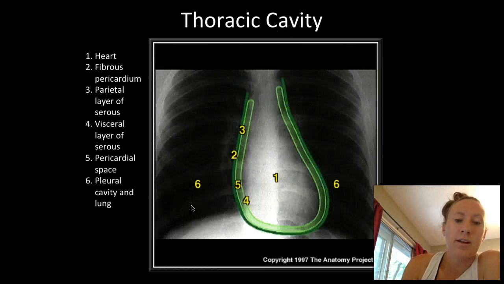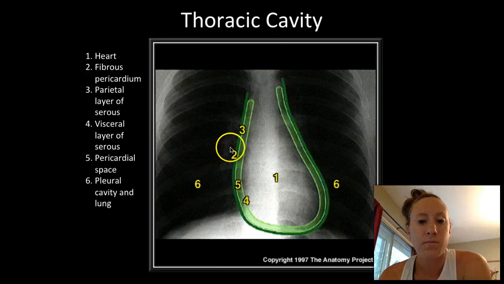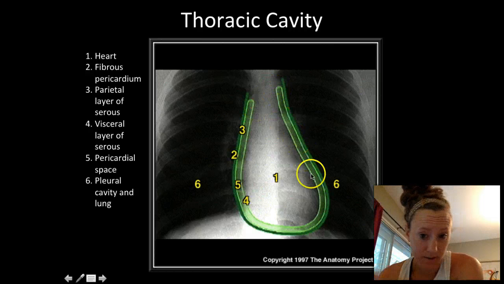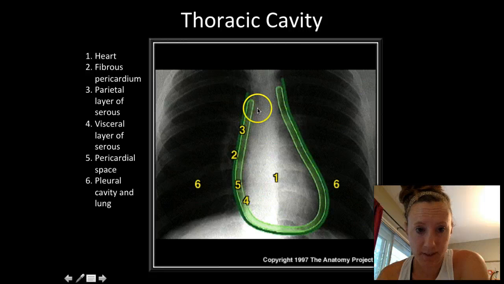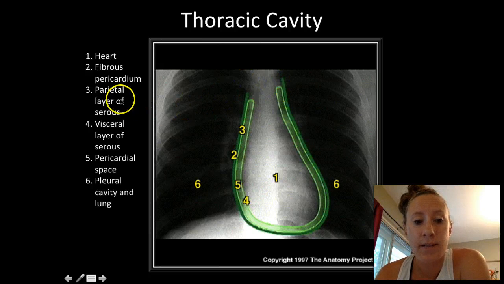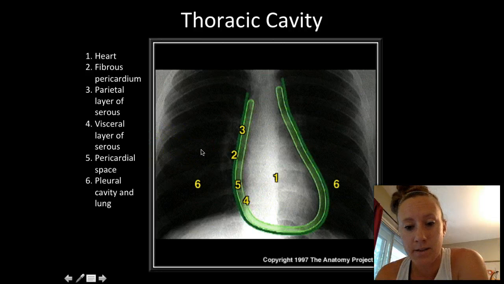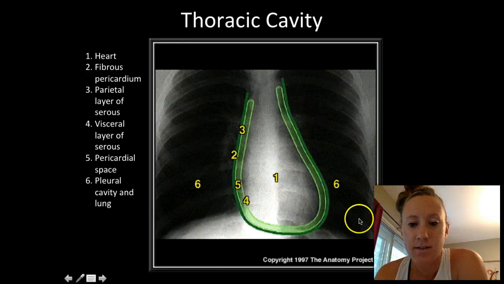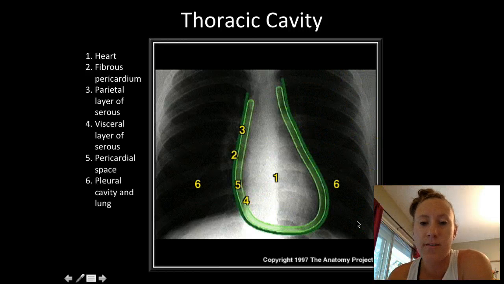Next we have an x-ray of the thoracic cavity, which I think is a pretty good one. We can see clearly the heart, which is number 1 here. We can see the fibrous pericardium, which is the sac that contains the heart. It's that cavity where the heart sits. And then we have these layers of serous, which we'll talk about in a minute. But the serous is basically the fluid that holds the heart. Okay, and then number 6, we've got the pleural cavities and the lungs. Lungs are inside of the pleural cavity.